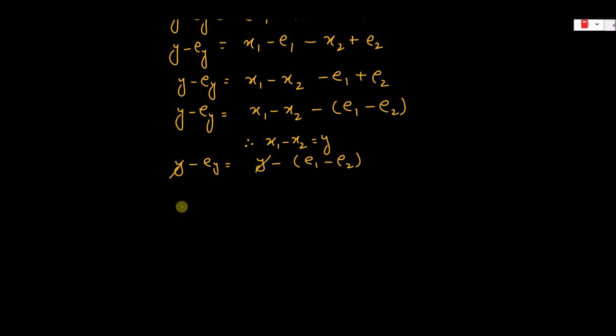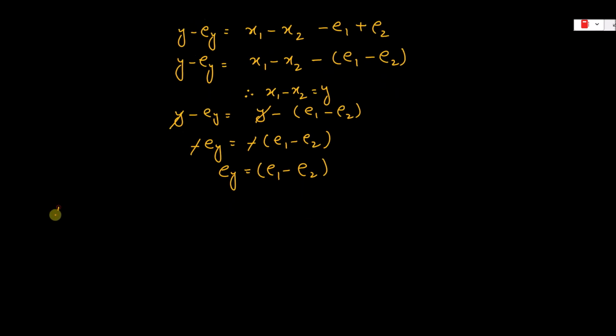So this y should be cancelled with this, and we are left with negative ey and negative e1 minus e2, and this negative will cancel out with this negative, and we will get ey equals e1 minus e2. So when we are going to find the absolute error of this, it means that the absolute error, mod of ey, is less than or equal to e1 plus e2.